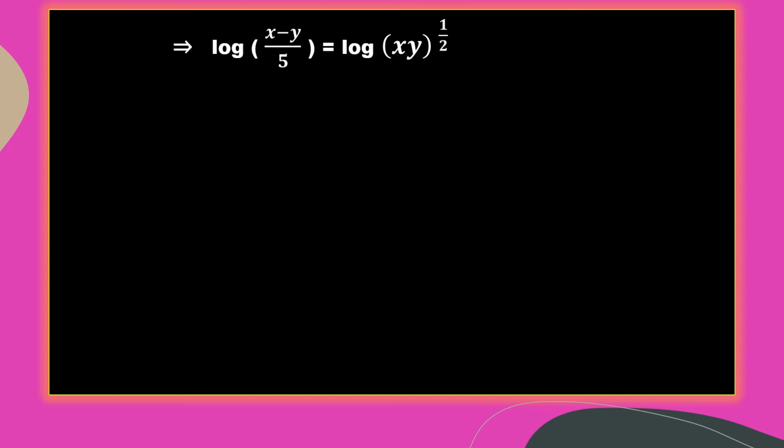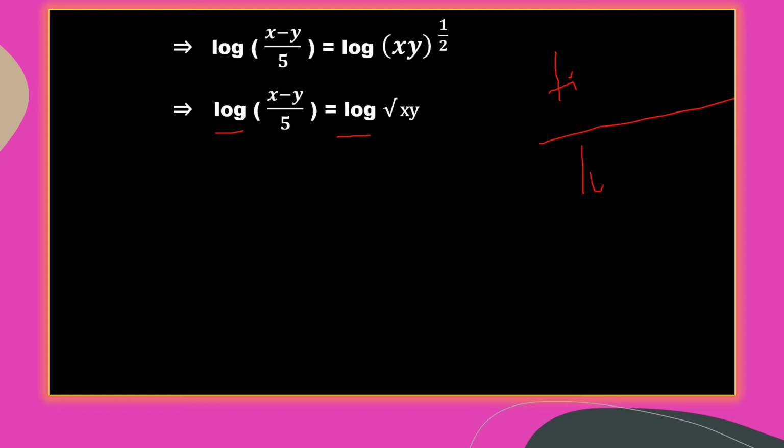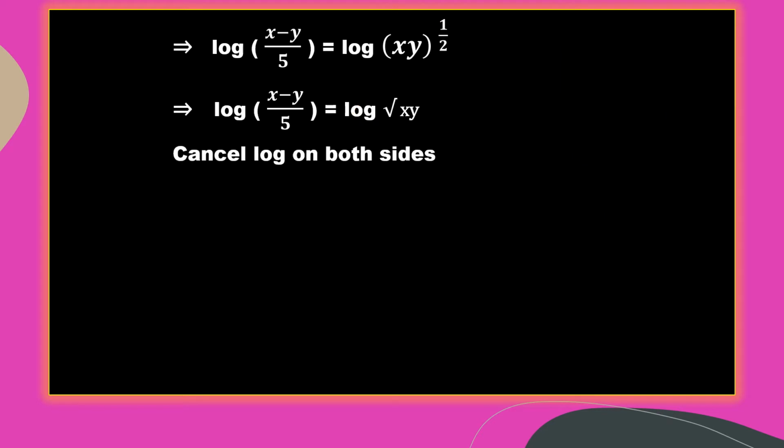So I took the same step here. Log of (x minus y by 5) equals log of xy power 1 by 2. This power 1 by 2 I can write as root, the square root of xy. Now we got log at the start on both sides. In the question, what he asked us to find has no log, so we don't want this log, and we can cancel it. So cancel log on both sides. After the cancellation your step will be like this: (x minus y) by 5 equals root xy.